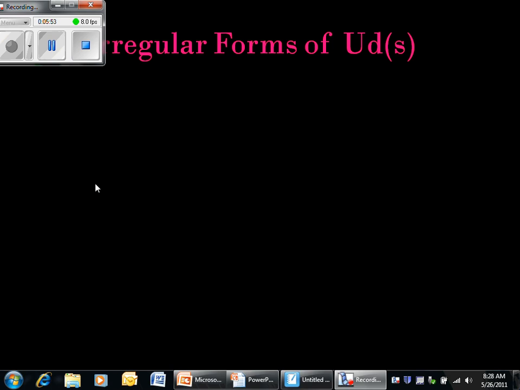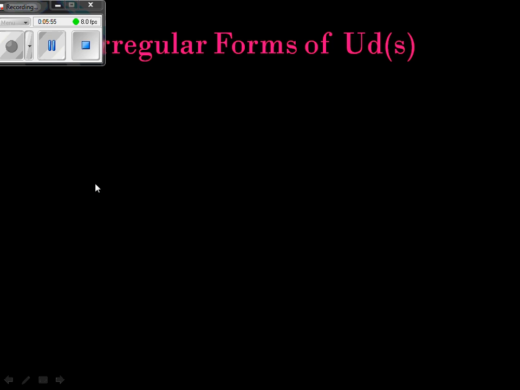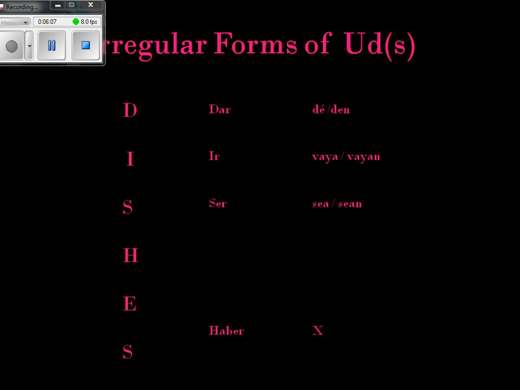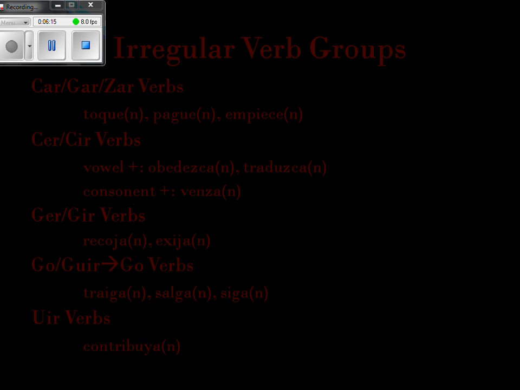There are 5 main irregular usted verbs that can be remembered with the acronym DISHES. Dar changes to dé in the usted form and den in ustedes. Ir goes to vaya and vayan. The first S is ser, which becomes sea or sean. H is for haber, although we don't use it with usted commands. Estar changes to esté and estén, and the final S stands for saber, which goes to sepa and sepan.